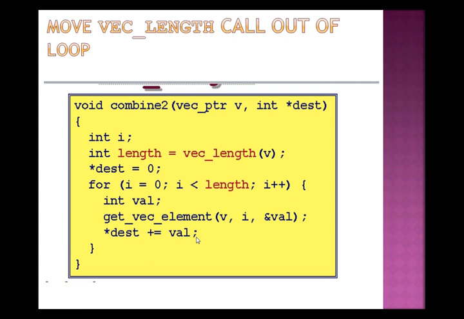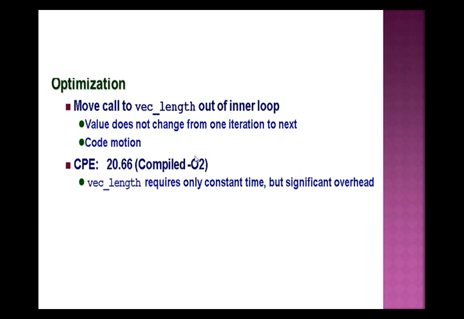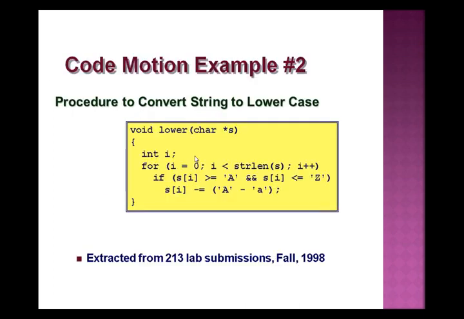Then how to increase the efficiency of the program? By moving the vec length function out of the loop. This is the loop. Removing the function, or moving the function outside of the loop, increases the performance of the program. How to optimize? Move the code for vec length out of the inner loop.